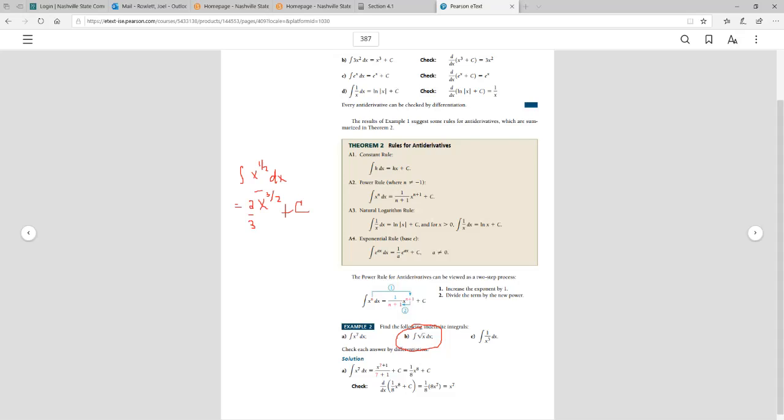Now we could take the derivative of this to verify that we would actually go back to x to the power of 1/2, which is the square root of x. We're not going to do that. You might want to do that as an independent exercise, however.